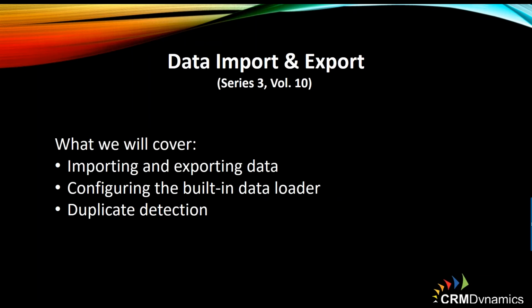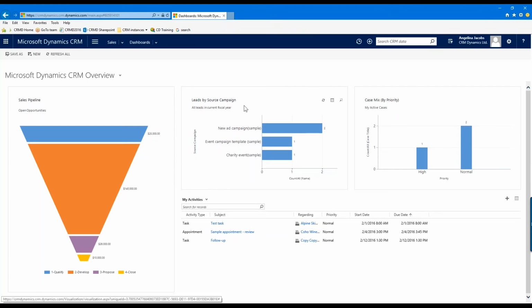So for today, we're actually going to be looking at data import and export within the CRM instance. And we're just going to be using the out-of-the-box data import wizard. You can actually get into some very complex data loading outside of that, but for this purpose, we're just going to show you how to use the built-in loader as well as the best practices when you're loading data. We're also going to look at duplicate detection because this is something you want to be aware of as well as set up, especially when you're going to be importing and creating records within your CRM.